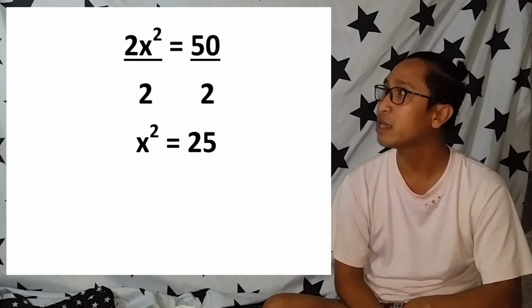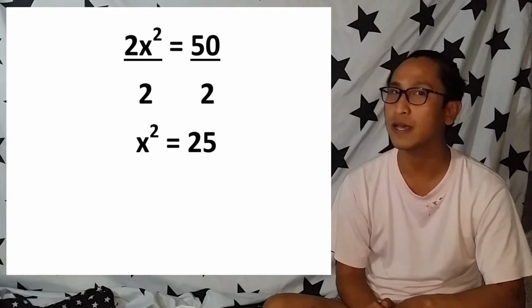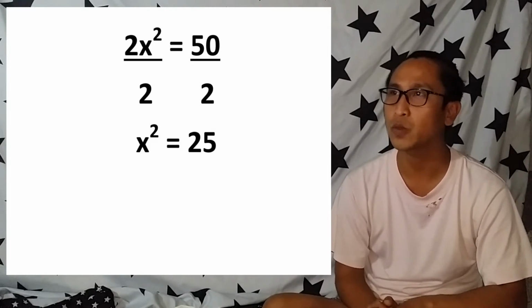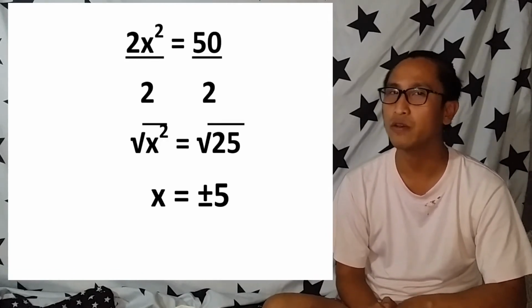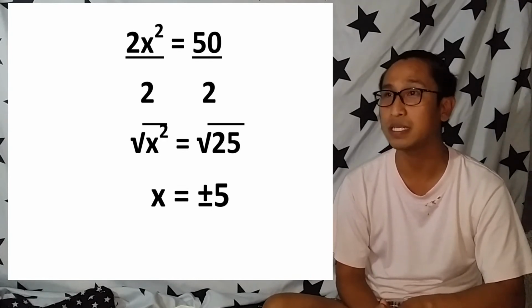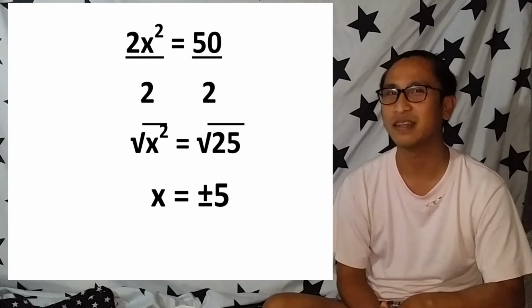So here, x squared is equal to 25. X squared and 25 are already perfect squares. Take the square root of both sides. We now have x is equal to positive and negative 5.